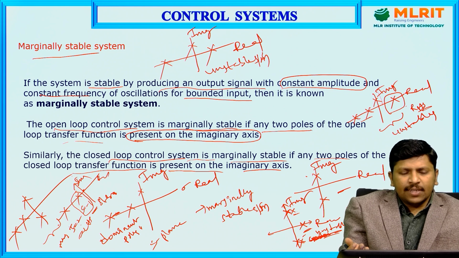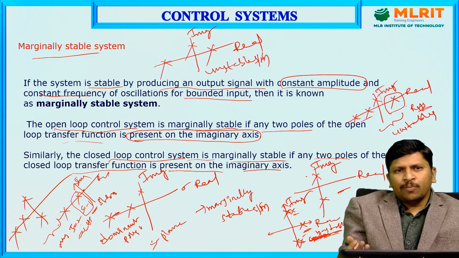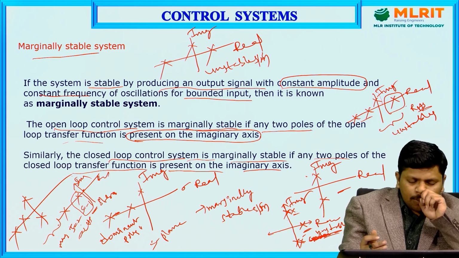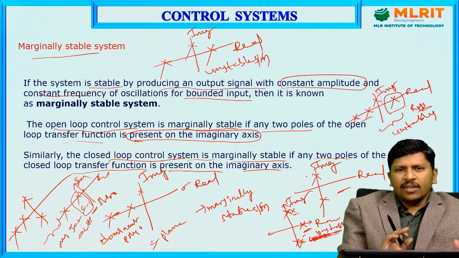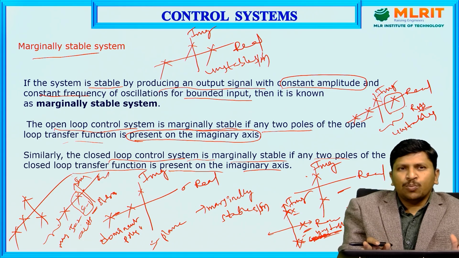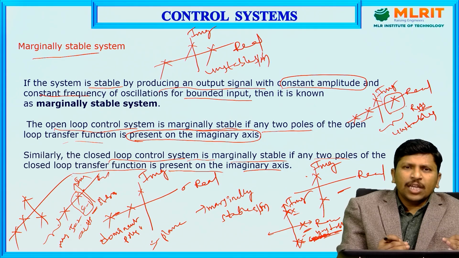So basically, we divide the system based on the poles. If all the poles are present on the left of the s plane, that is a stable system. If at least one pole is present on the right side, that is an unstable system. That is based on the poles only, and then we also consider the inputs: bounded input or unbounded input, finite input or infinite input.